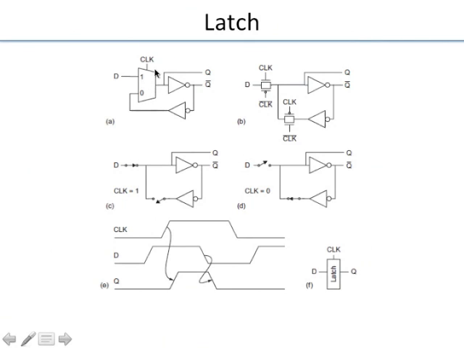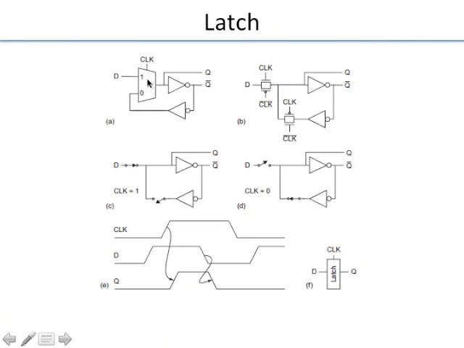Say this is a 2:1 mux and you have these inverters. When we say clock is high, the mux connects the one input to the output, right? So D gets connected here. This input is not connected. So this gets connected here and then it goes out. So whatever happens to D also happens to Q and then Q bar. So you see it's transparent when clock is high.